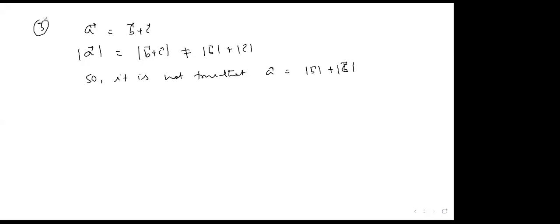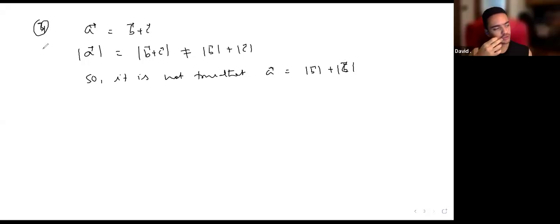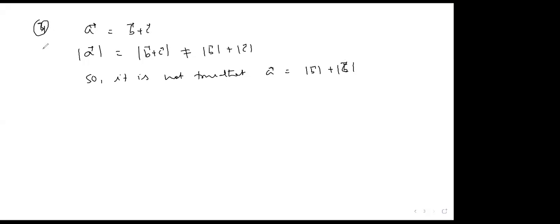It was question number 4. Question number 5, find the value of x so that x times (i plus j plus k) is a unit vector. The magnitude of i plus j plus k vector is root 3. So the value of x should be 1 over root 3, so that the magnitude becomes 1.